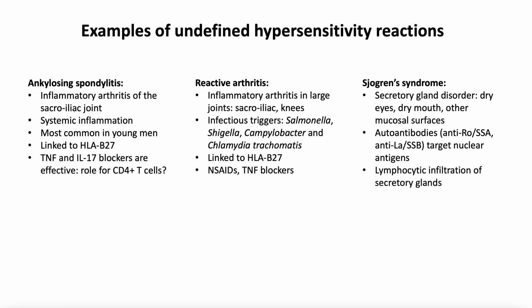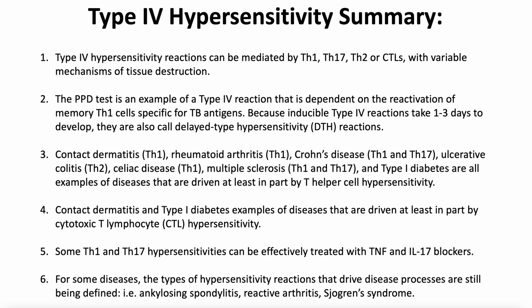And the last example I'll show you is Sjogren's syndrome. This is a secretory gland disorder that can lead to dry mouth, dry eyes, dry skin, dry mucosal surfaces. Autoantibodies are present, but it's not clear what role they play in pathogenesis. There's also lymphocytic infiltration of the secretory glands, but again, not clear what role they play in pathogenesis. So this is an autoimmune disease, a hypersensitivity reaction, but the mechanisms of disease are not yet fully understood.